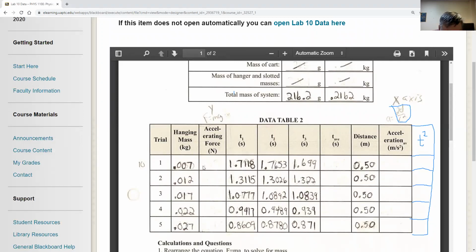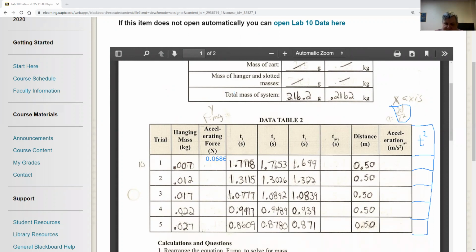Try it this way. So what goes there is 0.0686, which is just this multiplied by 9.8. There we go.